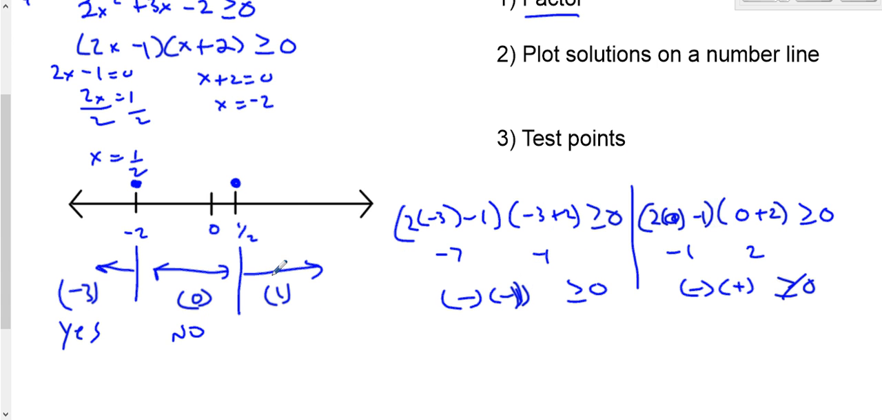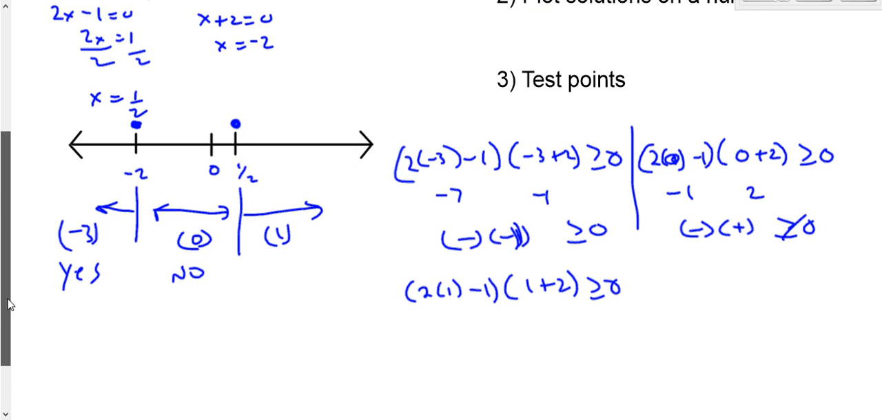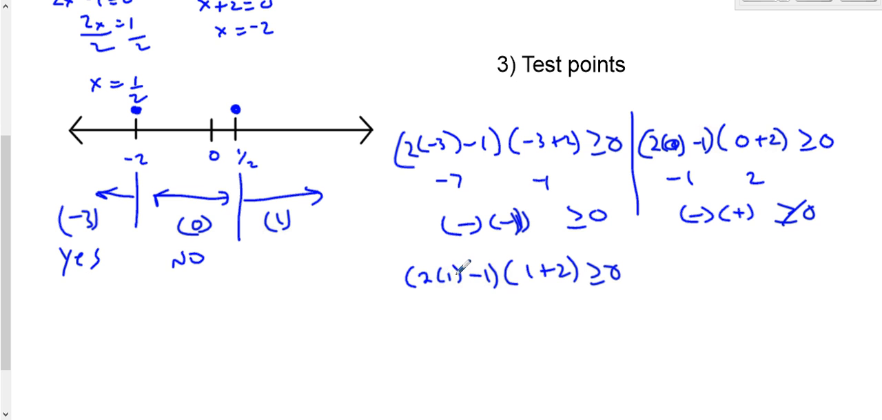So then let's check the value of 1. So 2 times 1 minus 1 and 1 plus 2. Let's see if that's greater than or equal to 0. 2 minus 1 is 1. 1 plus 2 is 3. And positive times a positive is greater than or equal to 0. So yes.